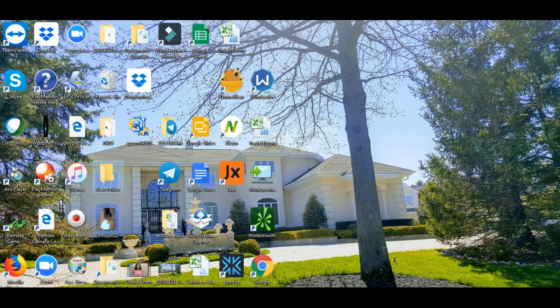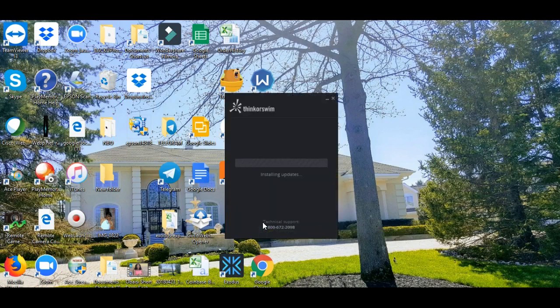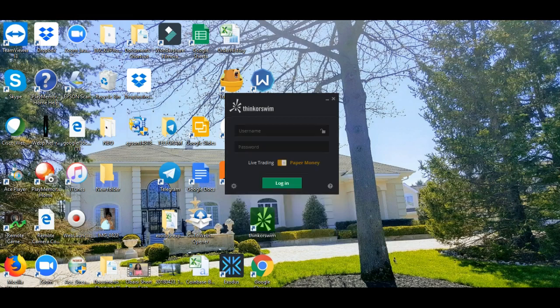Now I'm trading options. So the first thing you need to do is download this platform, Think or Swim. I'll leave a link in the description box just below. It's by TD Ameritrade, and we are going to double click on it. Now it does take a little while to install, so bear with me. Okay, that didn't take too long.